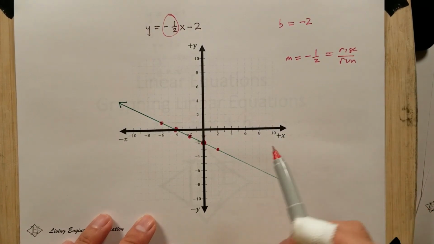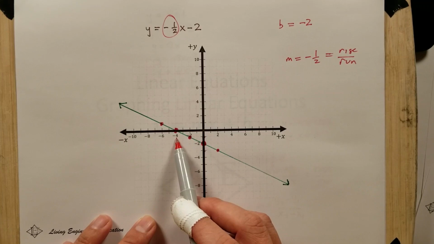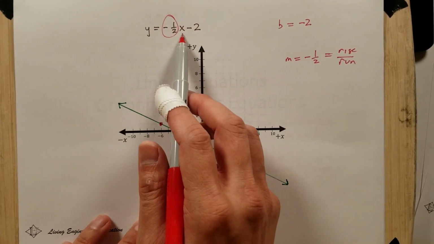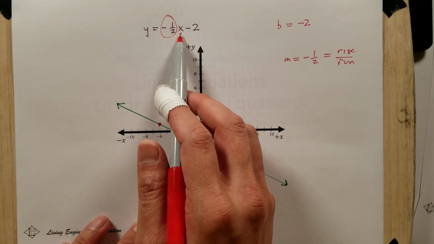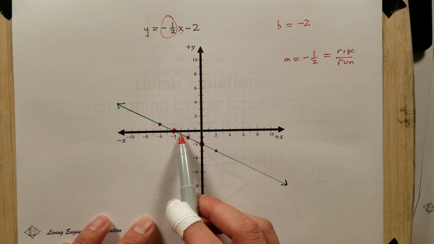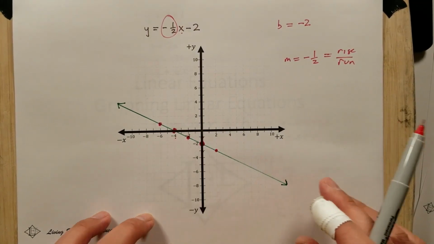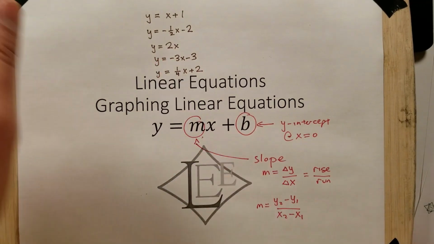So again, we can check, right? So this line intersects the x-axis at x equals -4. If you plug in -4 for x here, you get -1/2 times -4. That gives you 2. 2 minus 2 gives you 0, y equals 0, which matches what we have here. Okay, great. Let's take a look at our third problem, y equals 2x.